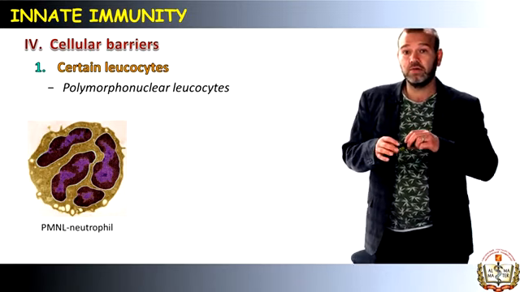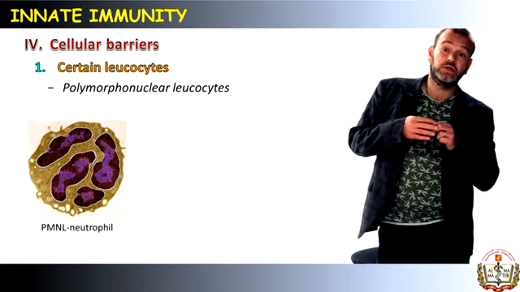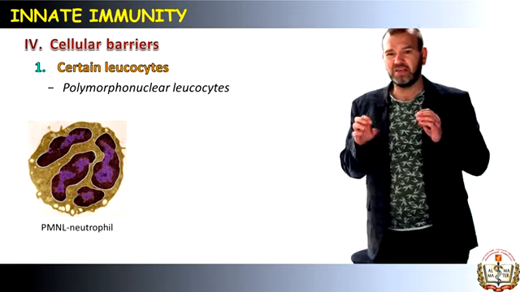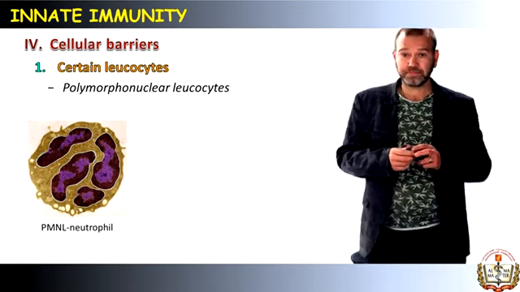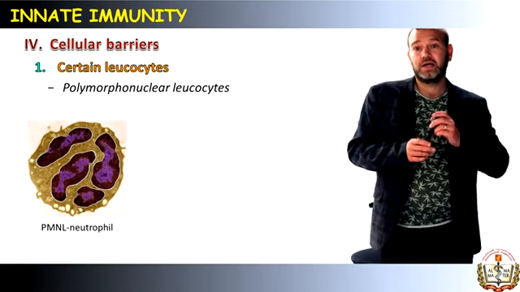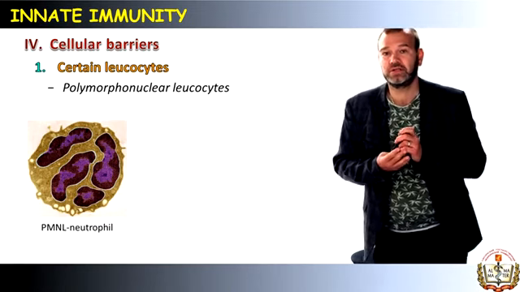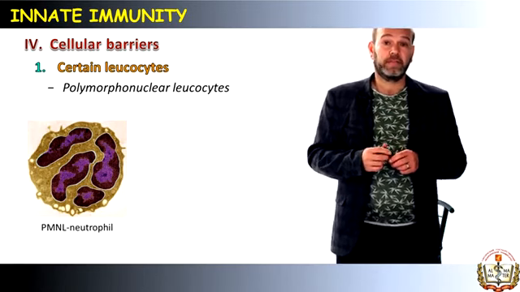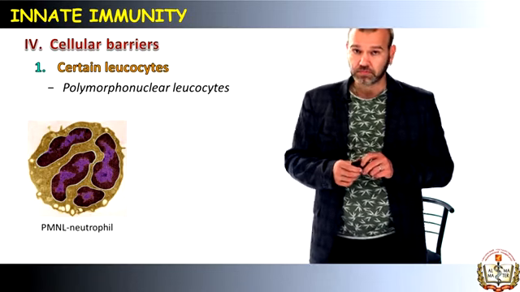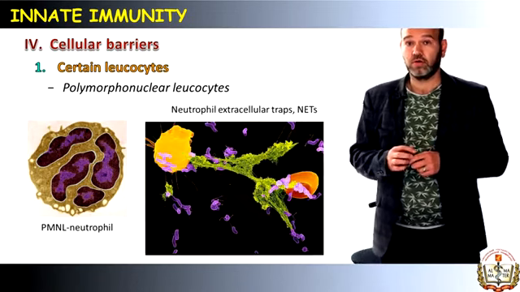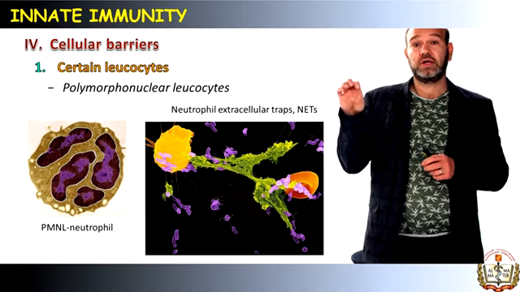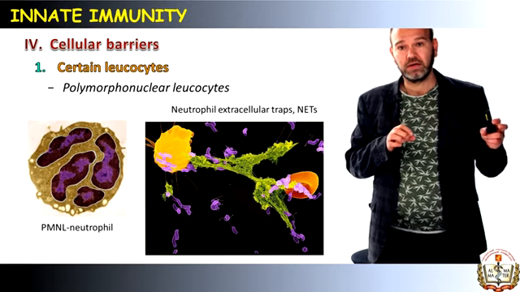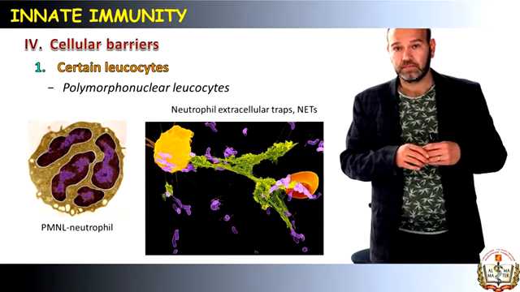PMNLs also contribute to the removal of cellular debris from necrotic tissues during reparative processes, during trauma, injury, or other conditions. And PMNLs are armed with highly efficient bactericidal mechanisms. Mainly we're talking about two. One is phagocytosis, and they can also produce extracellular structures called neutrophil extracellular traps, or NETs. NETs are composed of nucleic acid of the cell and aggressive enzymes.